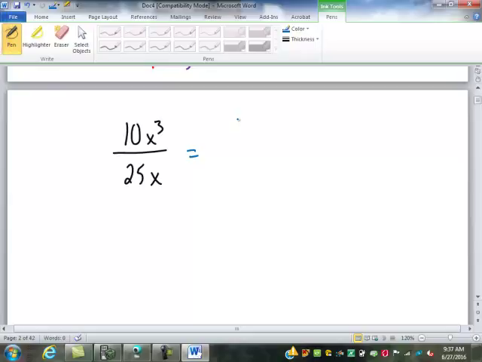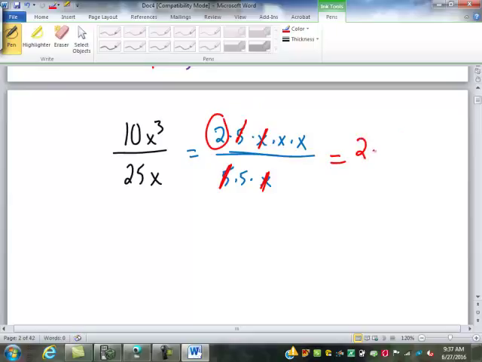Now all we have here, if I look at it like this, 2 times 5 times x times x times x, I factored it out. 25 is 5 times 5 times x. So I can cancel out a 5, and I can cancel out an x. So on top, what do I have? I still have my 2. X times x is x squared, and on bottom I have a 5.